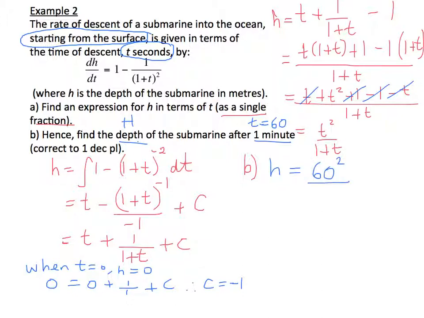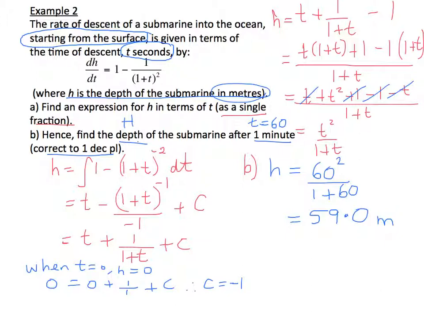So 60 squared over 1 plus 60. And that will give you, to 1 decimal place, 59.0 metres. Because why is it metres? Let's say that somewhere. There we go, h is in metres.